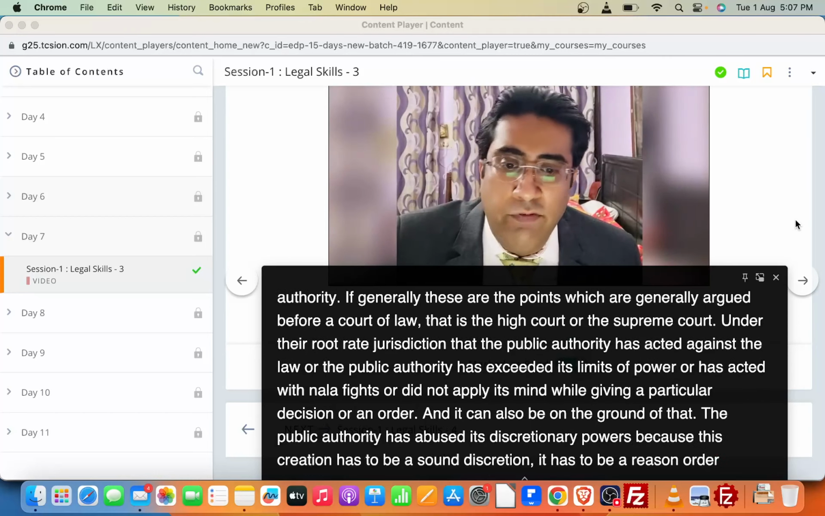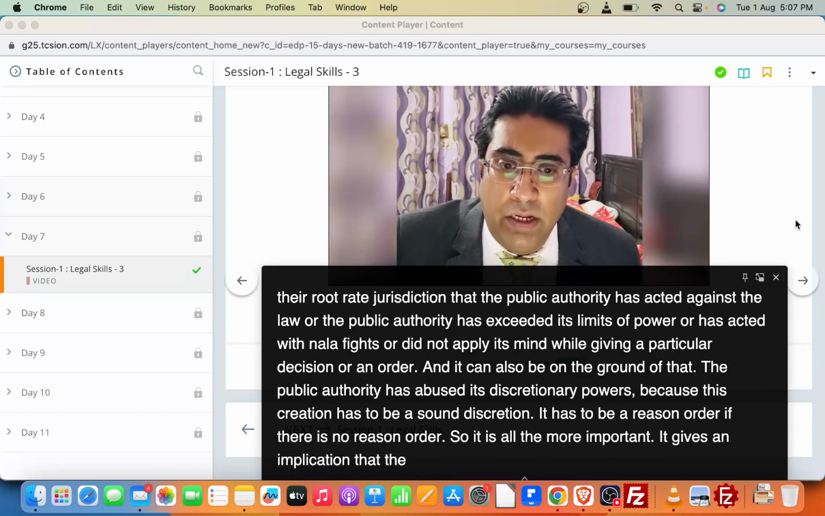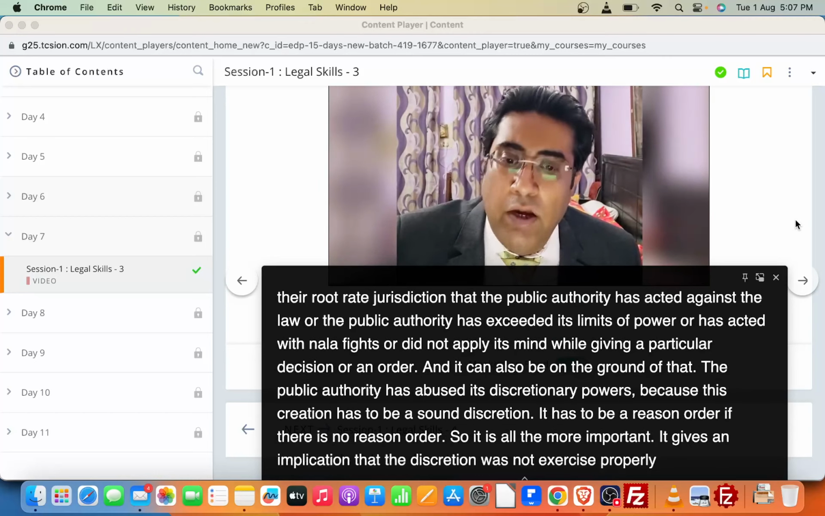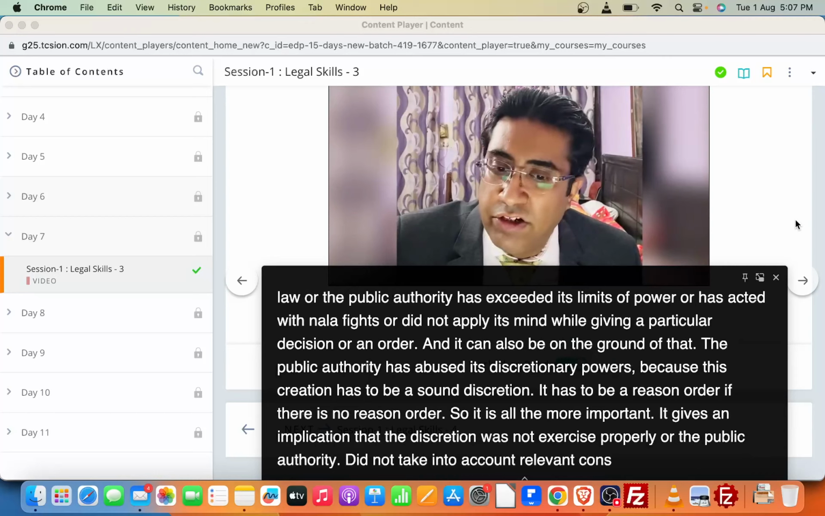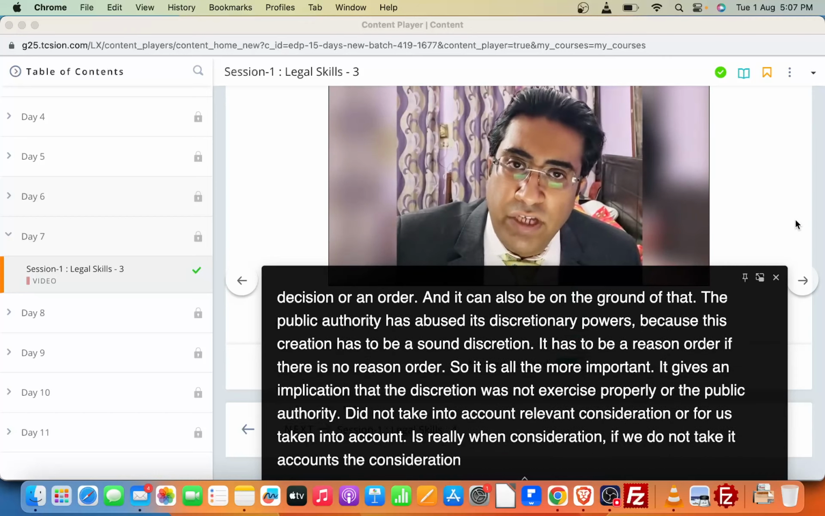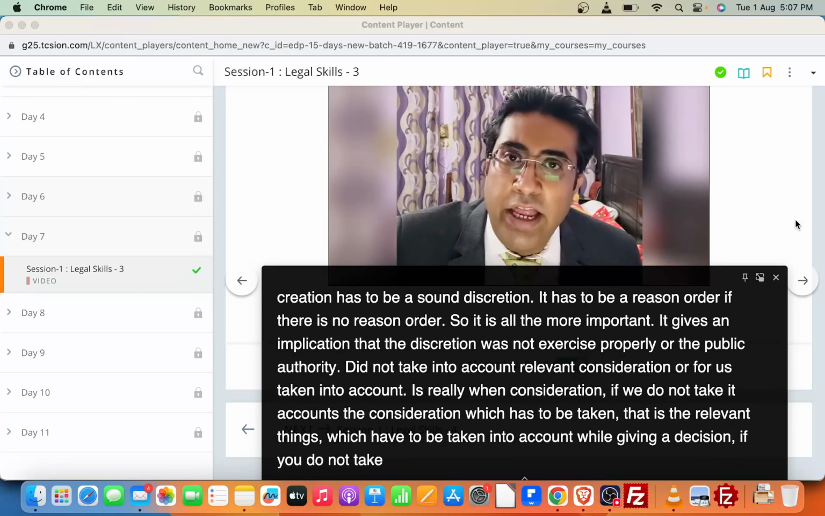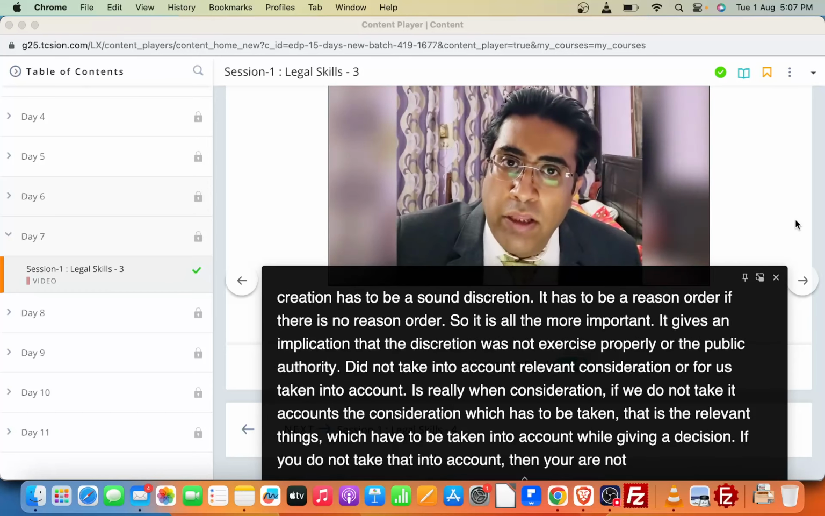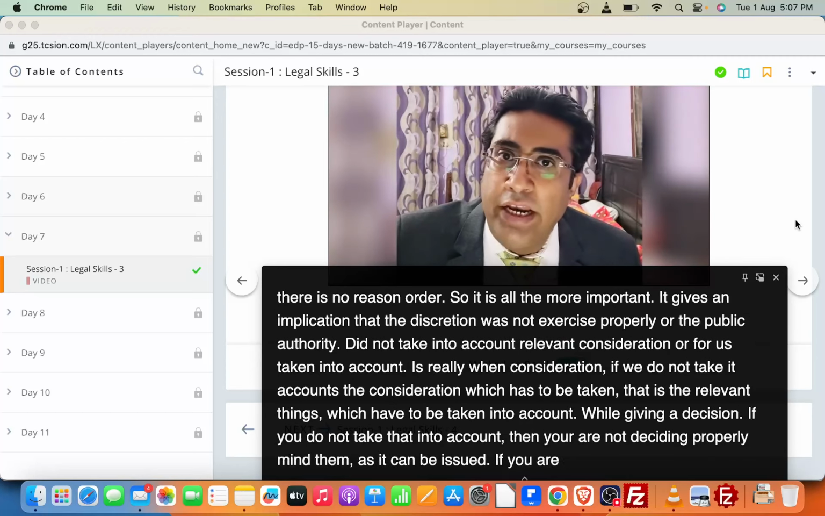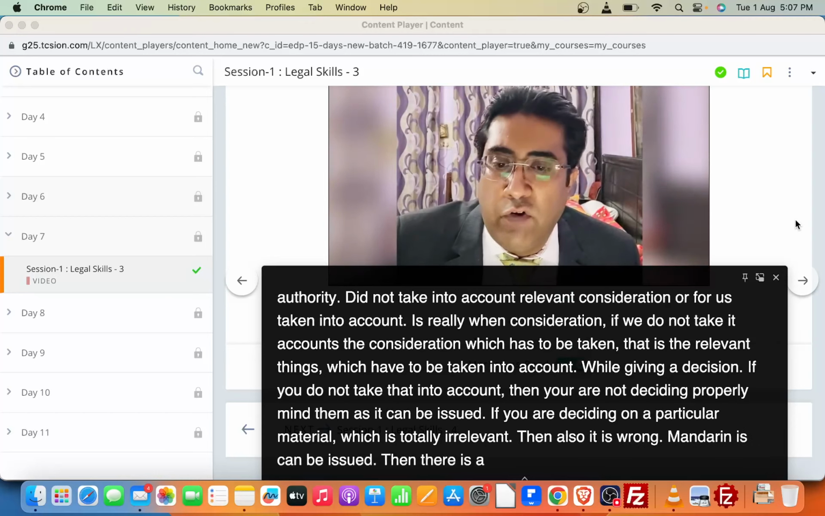It has to be a reasoned order. If there is no reasoned order, it all the more gives an implication that the discretion was not exercised properly, or the public authority did not take into account relevant considerations, or has taken into account irrelevant considerations. If you do not take into account the considerations which have to be taken, that is the relevant things which have to be taken into account while giving a decision, then you are not deciding properly. Mandamus writ can be issued. If you are deciding on a particular material which is totally irrelevant, then also it is wrong. Mandamus can be issued. Then there is a writ of prohibition.